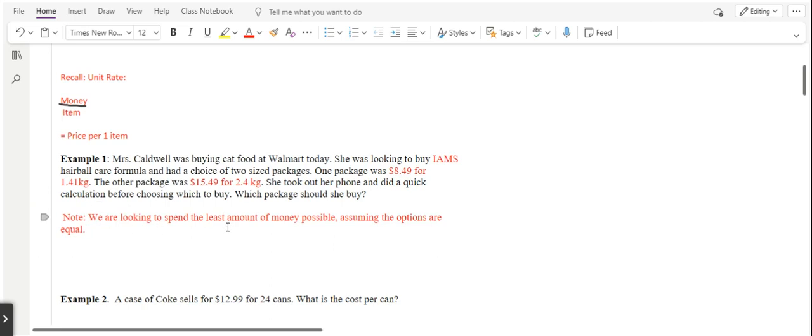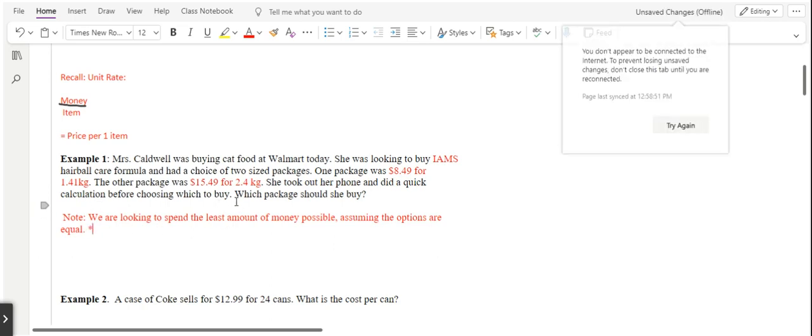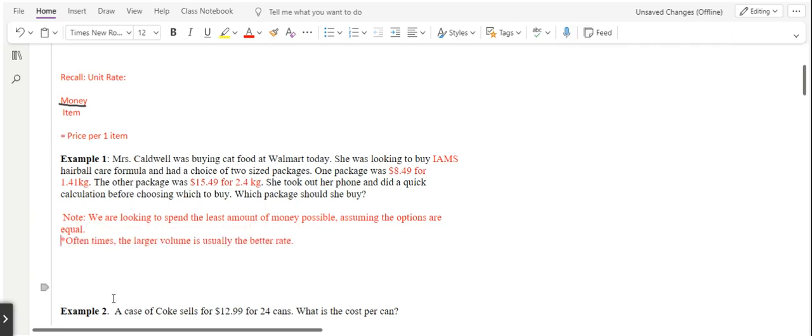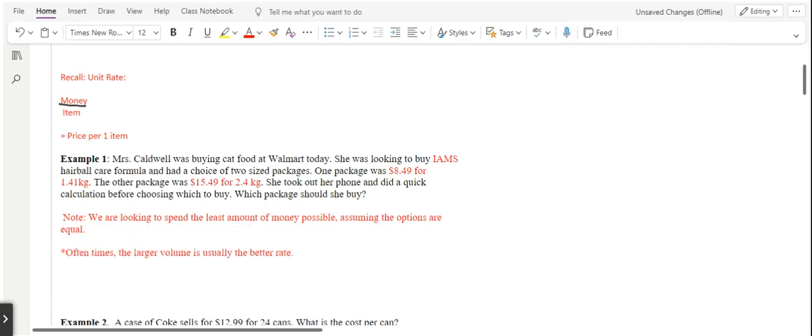It makes sense for us. It's also worth noting, and I'm going to put an asterisk here, oftentimes, the larger volume is usually the better rate. This is not always true, but oftentimes it is. So if you just care about quantity, for the most part, when you buy the larger item, it tends to be a better sale.